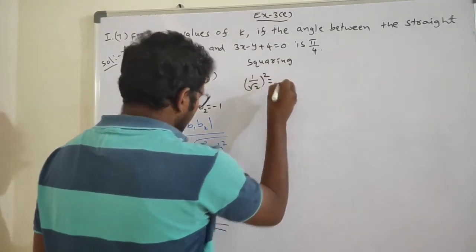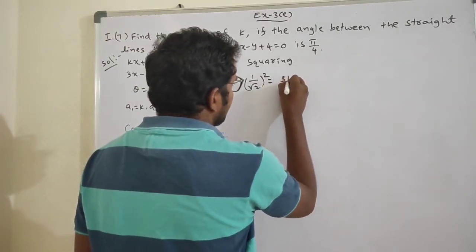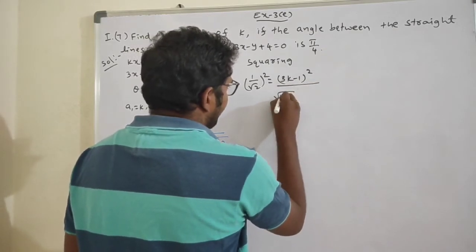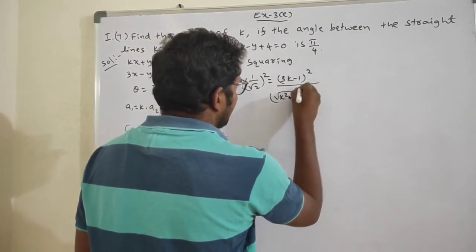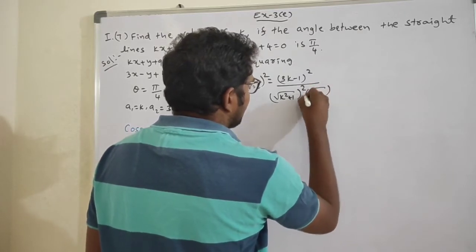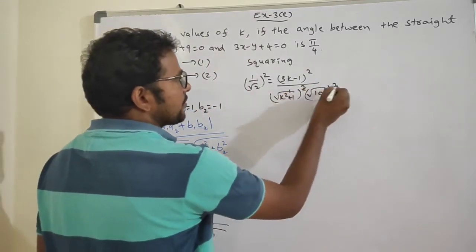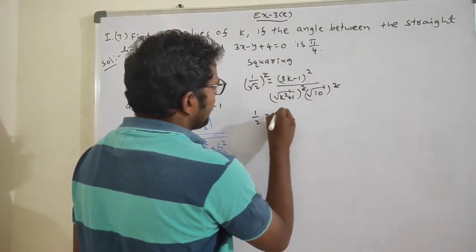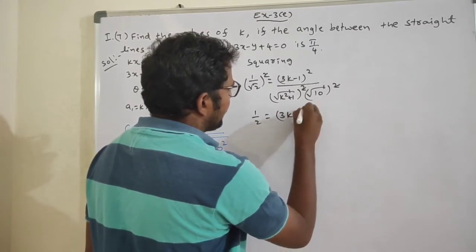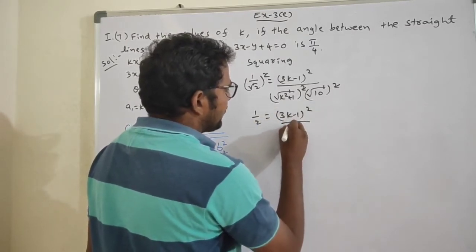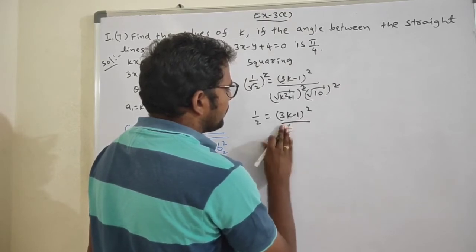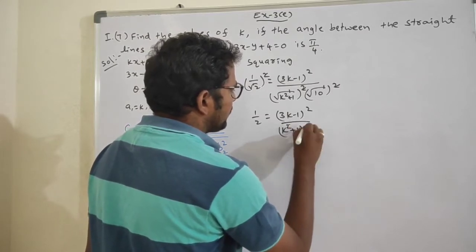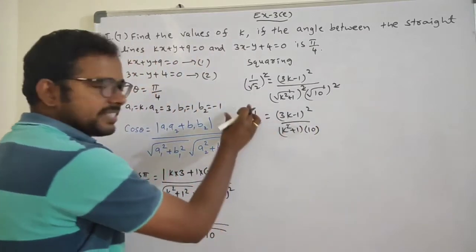whole square is equals to so 3k minus 1 square ఉంది కదా డైరెక్ట్ స్క్వేర్ మోడలస్ మూవ్ చేస్తున్నా into k square plus 1 whole square into root 10 whole square. So ఇక్కడ square root cancel, square root here also cancel. So 1 by 2 is equals to 3k minus 1 whole square by k square plus 1 into 10. So ఈ two terms left hand side into అవుతుంది.